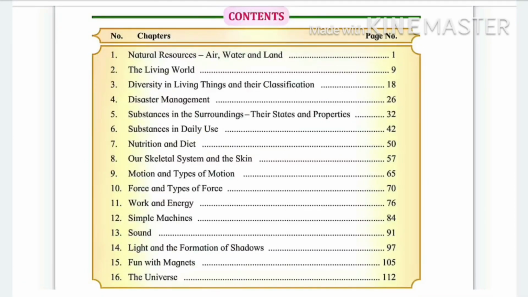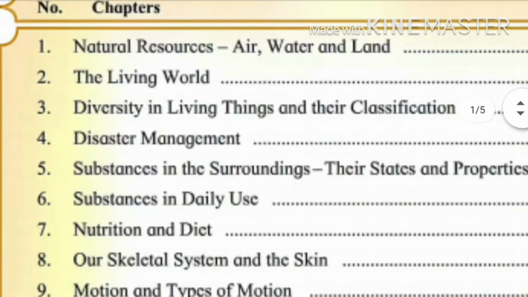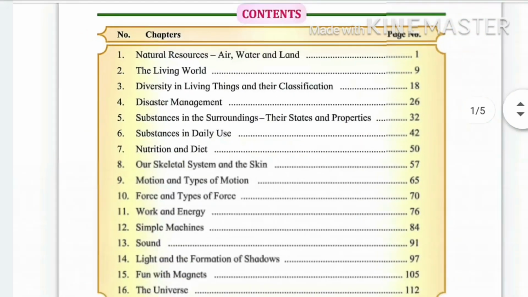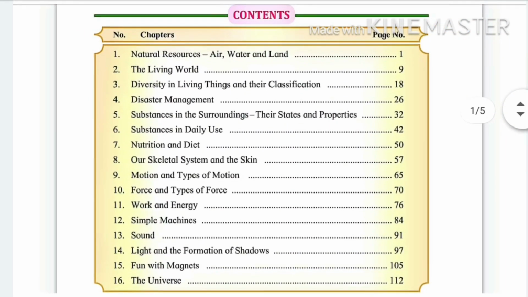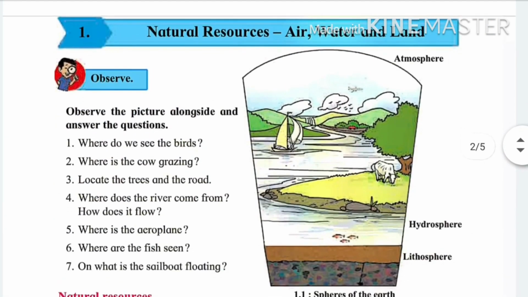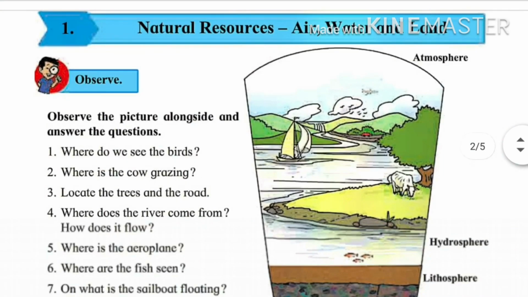Welcome, students. Now we are in standard 6th, and this is your general science book. We have 16 contents in this book, but now we are going to start our chapter number 1, that is natural resources, air, water, and land. So, come on, we'll start our chapter. Chapter number 1, natural resources, that is air, water, and land.